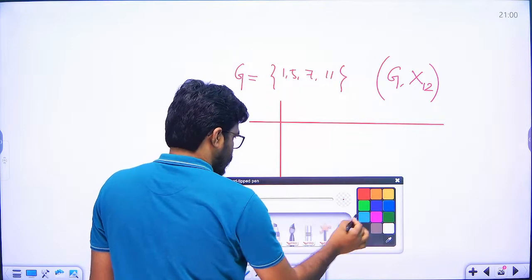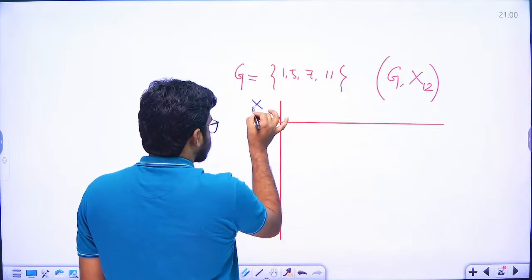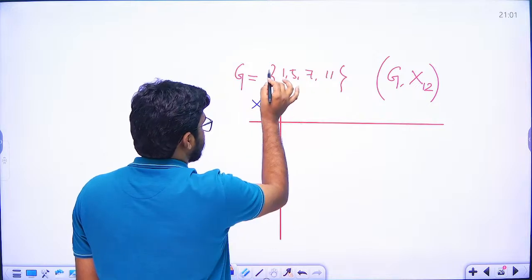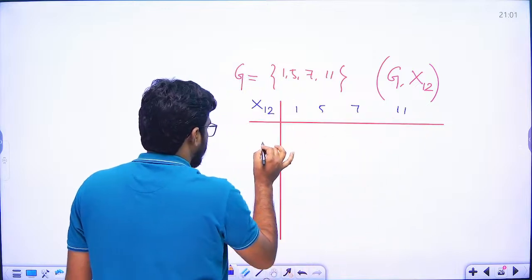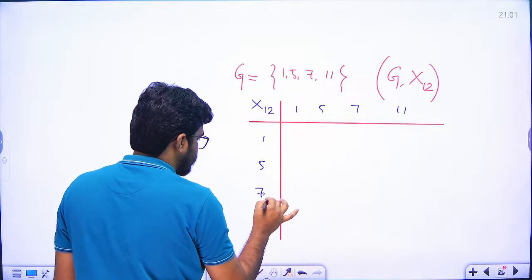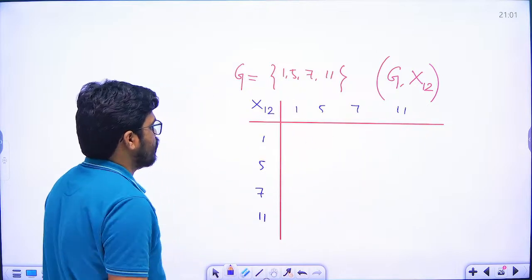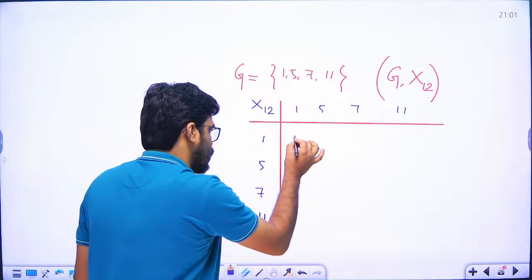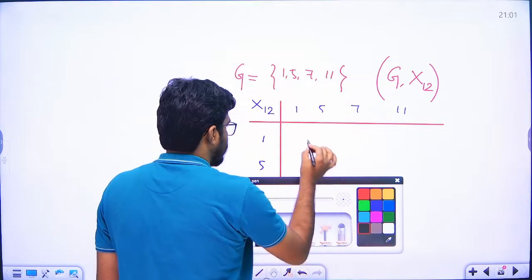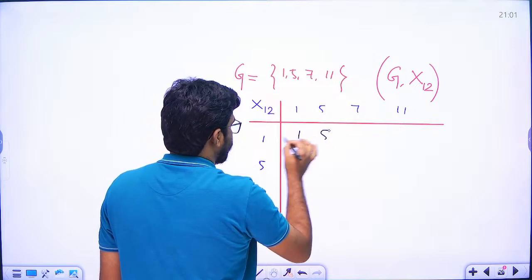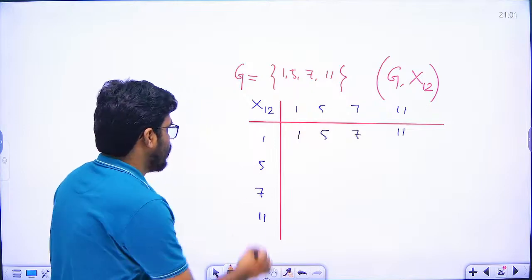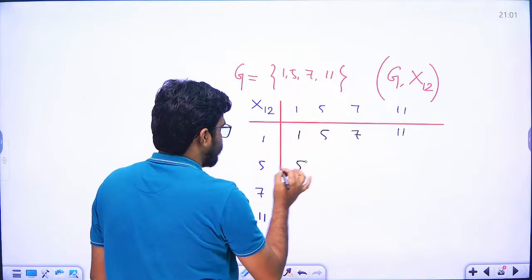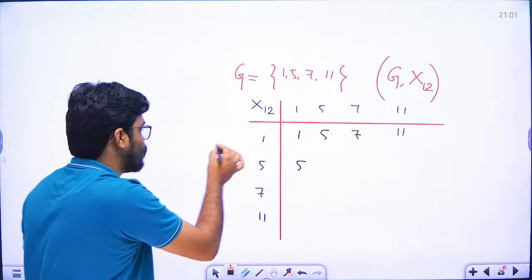Just see, multiplication modulo 12. What are the elements of G? 1, 5, 7, 11. 1 into 1, 1, right? 1 into 5, 5. 1 into 7, 7. 1 into 11, 11. 5 into 1, 5. 5 into 5, 25.